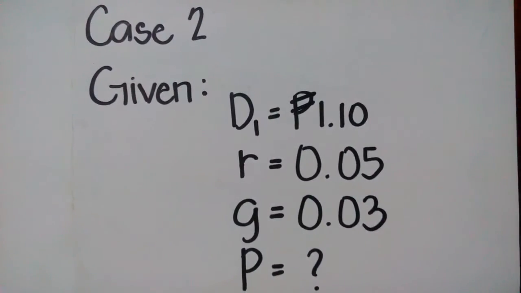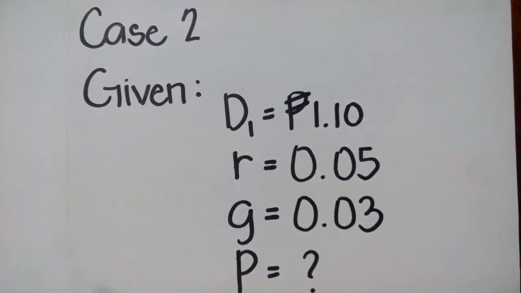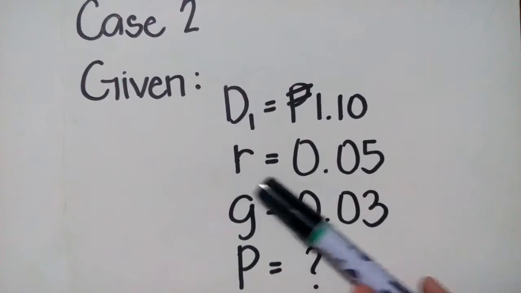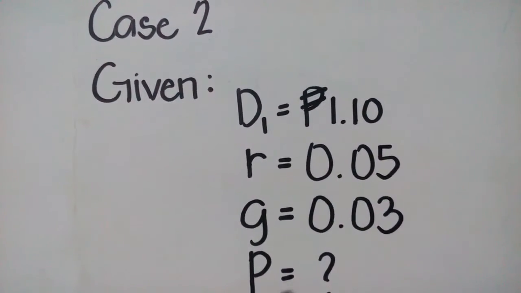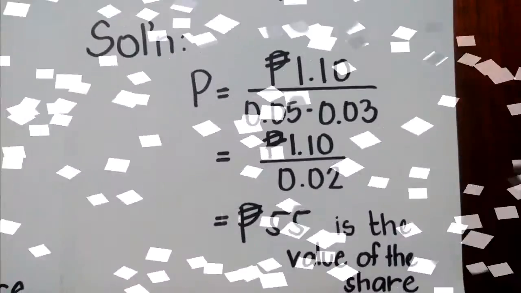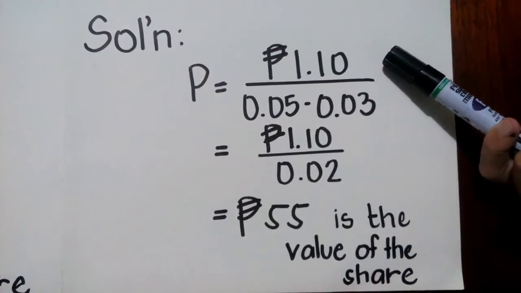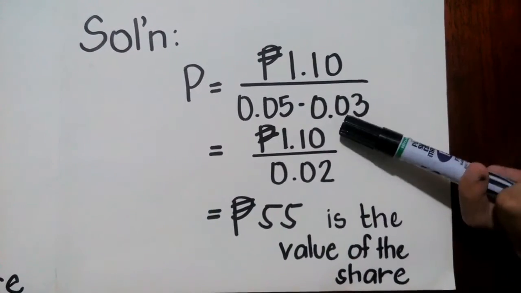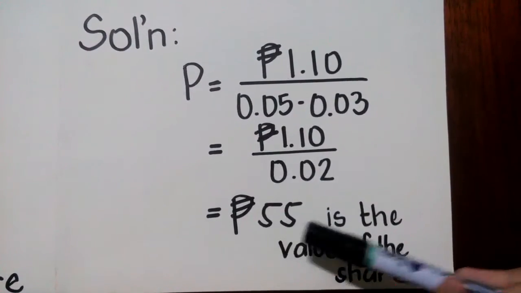So in this problem, we're going to use case 2. Given that D sub 1 is equal to 1.10 pesos, R is equal to 0.05, and G is equal to 0.03, and P here is the unknown. So for the solution, P is equal to 1.10 pesos over 0.05 minus 0.03. This is equal to 0.02, and equals 55 pesos is the value of the share.